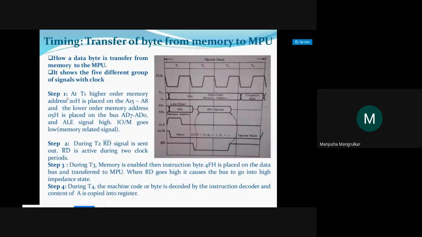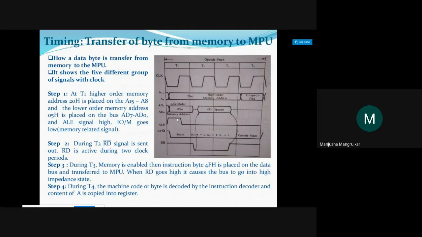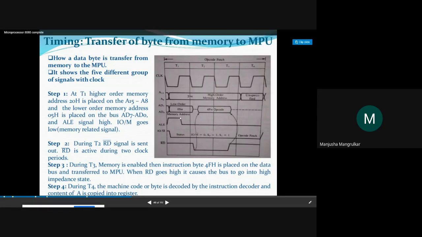Now we'll read this. Step 1, T1: the higher order memory address 20 is placed on A15 to A8, the higher order lines, right? The lower order memory address 05 is placed on the bus AD7 to AD0, and the ALE signal is high. As we have seen, ALE means address latch enable. It identifies whether it is an address or data on AD0 to AD7. If the ALE signal is high, it is an address A0 to A7, so the 05 is there. Then in the next clock cycle it goes low, and AD0 to AD7 will act from now onward as D0 to D7, right?